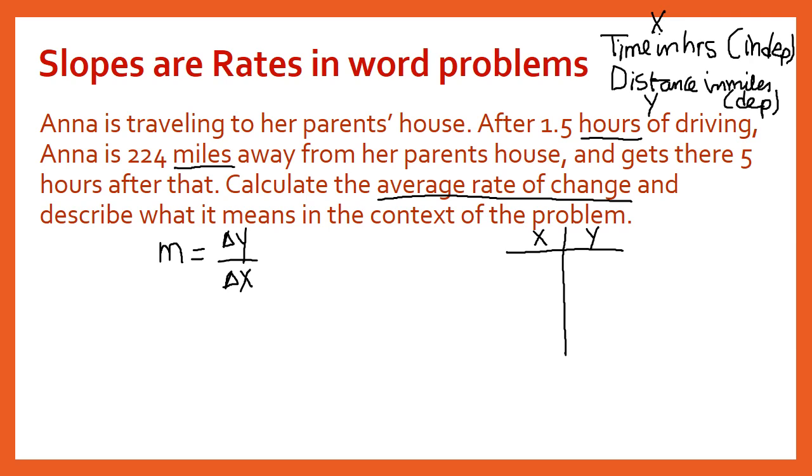After reading this problem, we can see that after 1.5 hours of driving, Anna was 224 miles away. And this is what I'm going to put in the table: 1.5, and the distance is 224. And after that, it says after 5 hours, she gets to her parents' house, which means that after 5 hours, the distance between her and her parents' house is 0.